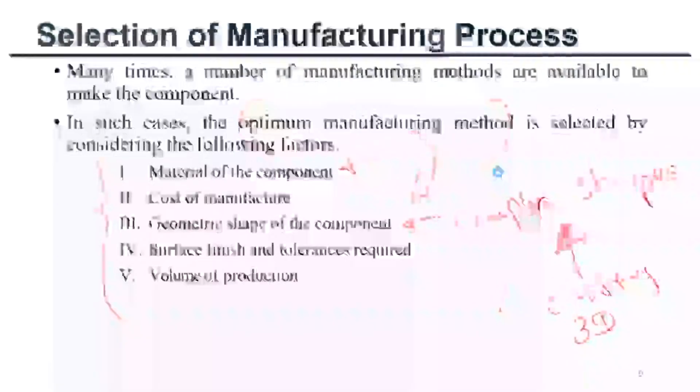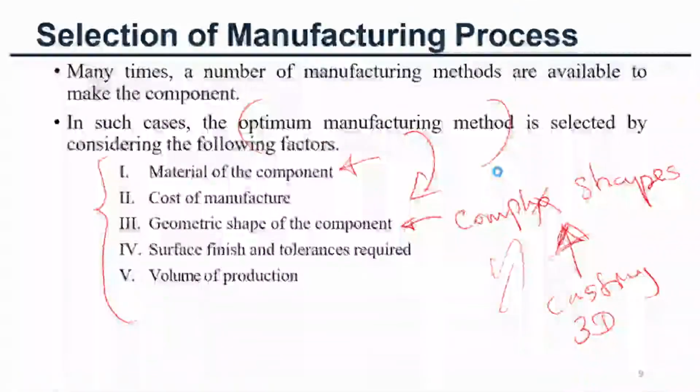There's surface finish and tolerances required. What is this tolerance? What is the tolerance? You already know about surface finish. Okay. Surface finish means actually a smoother surface than others. Okay. Then what is tolerance?